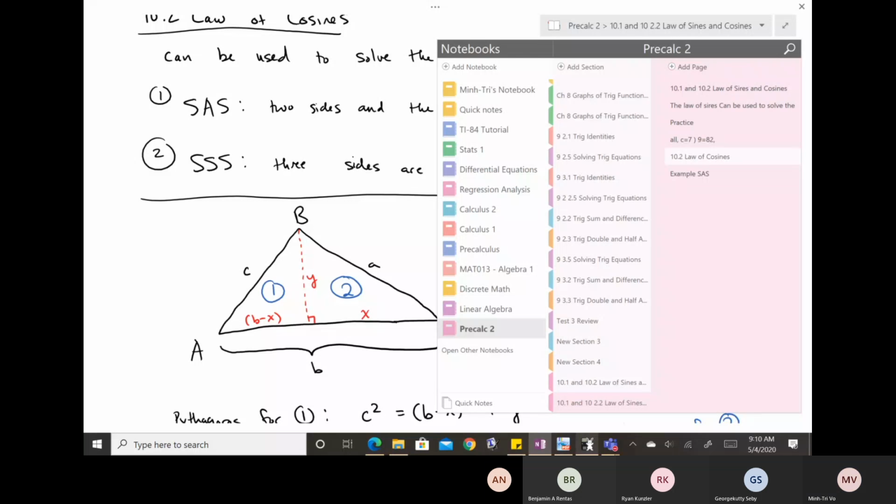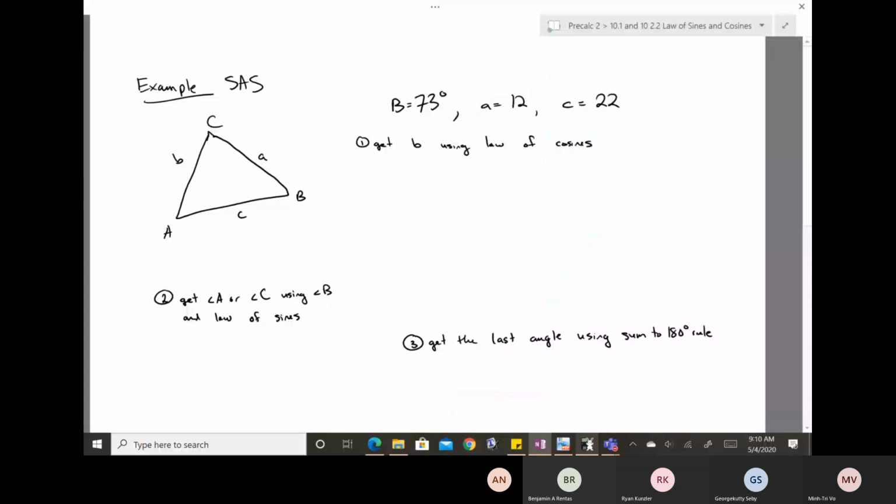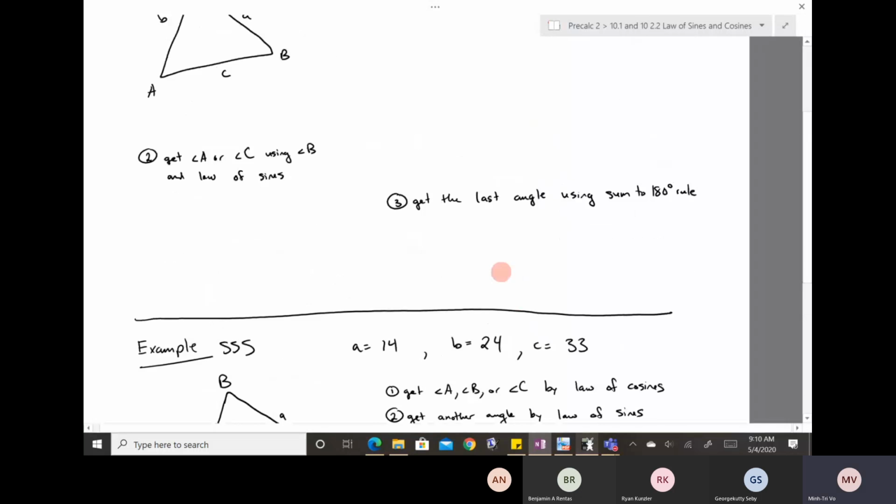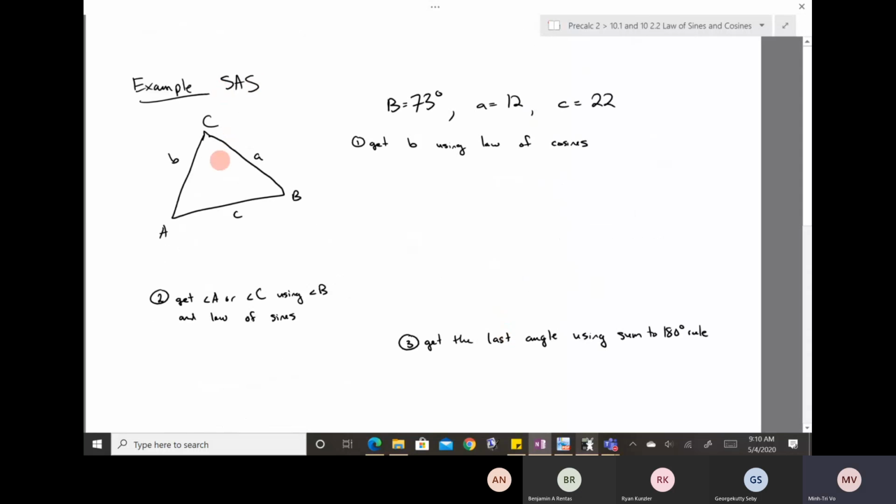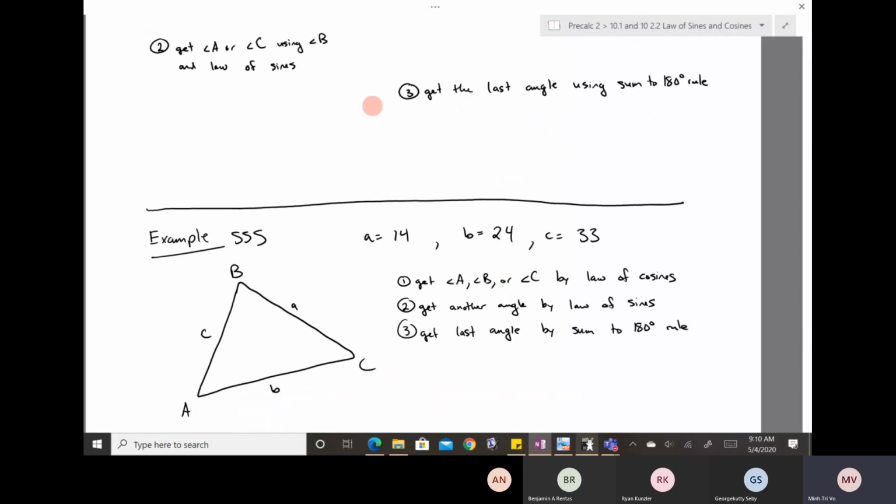Solve the triangle. So the last page is just examples of exactly these kinds of triangles.